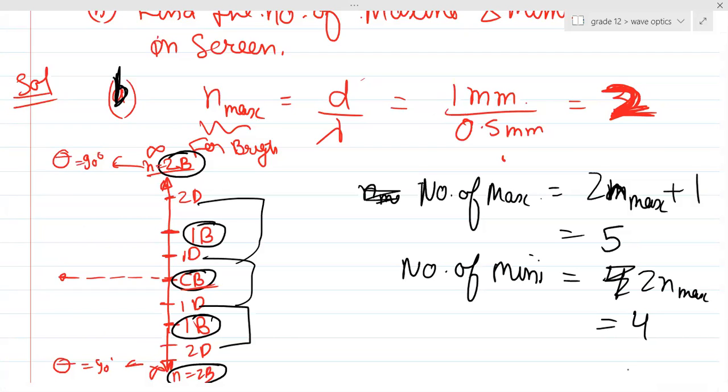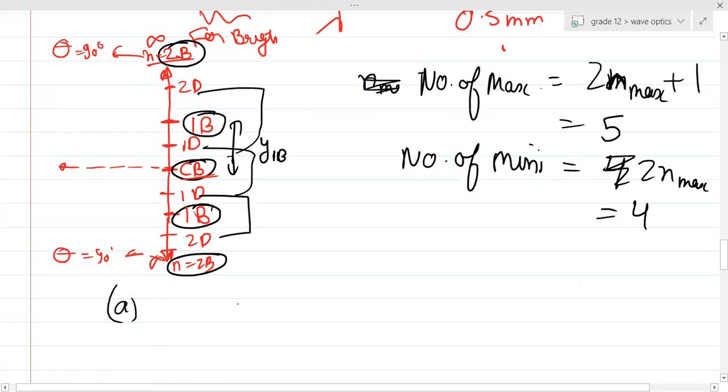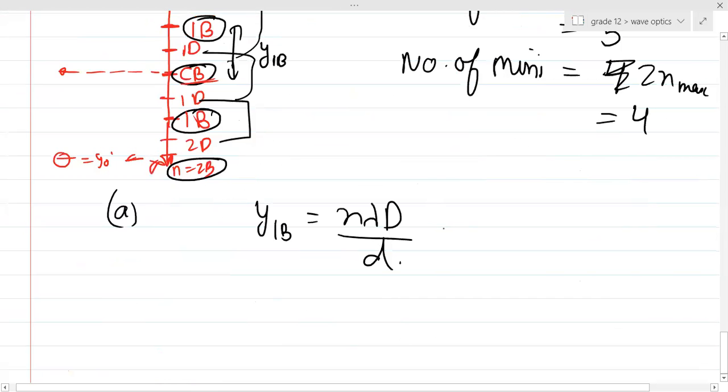Now they are asking what is the difference between the first and the central maxima. So basically they are asking this length, right? They are asking what is the distance between the central and the first bright. So can I say this is basically the position of the first bright, right? So can I use this formula, y1b equals n lambda D by d? Can I use this formula?